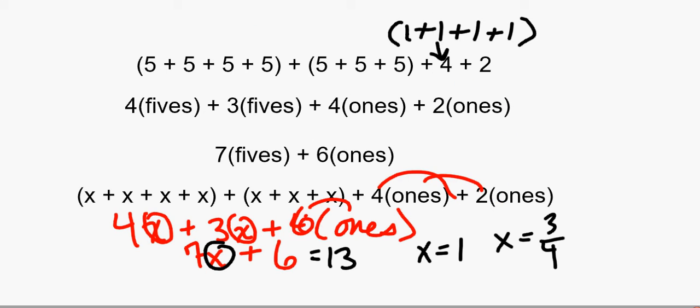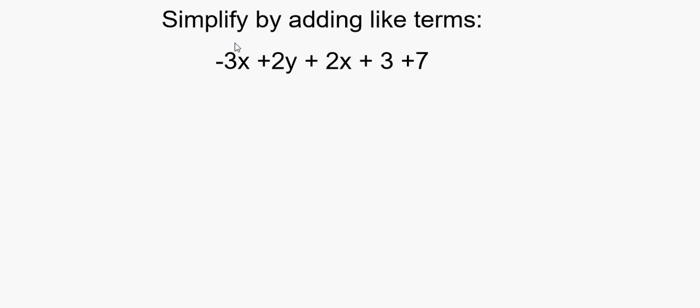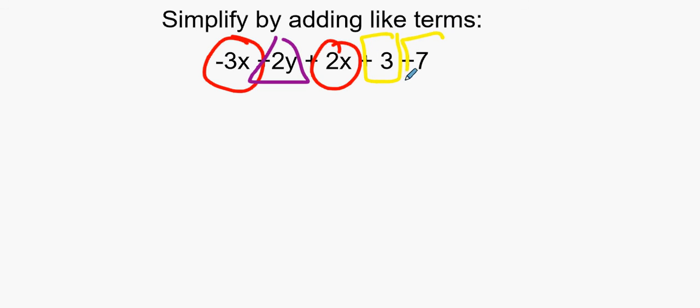Can't go any further. Let's practice this with one problem, and then you get to show me it's as easy as you think it is, right? Simplify by adding like terms. Which terms are like, which ones aren't? If you like this method, circle your x's. Circle your x's. Keep your grouping symbols together. Don't cover them up like I'm kind of starting to do. Triangle your y's. Do I have any constants? Rectangle the constants.